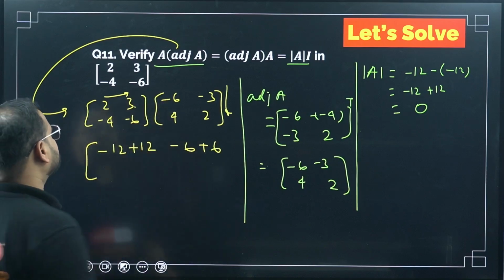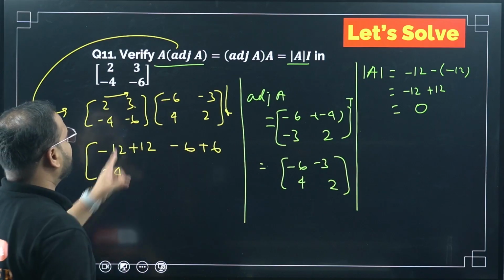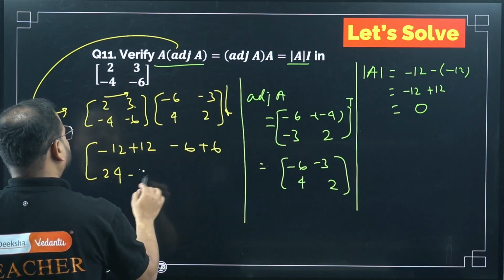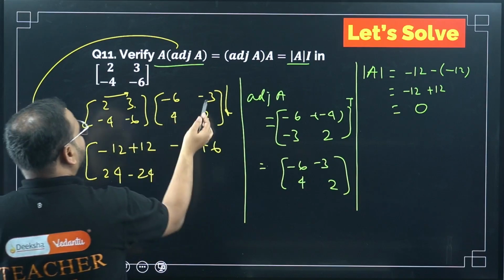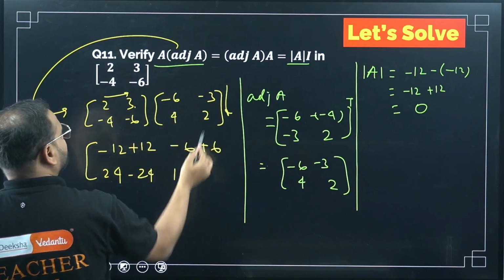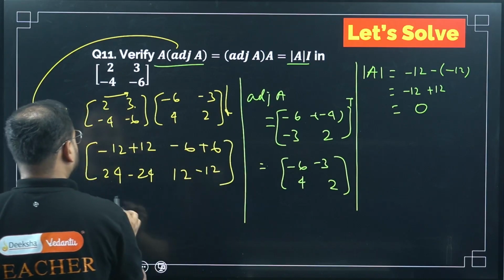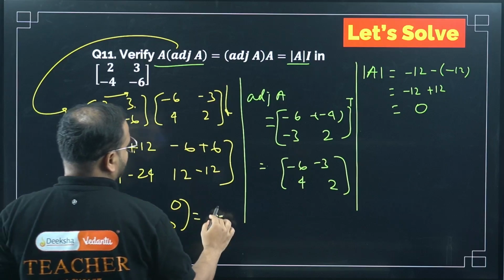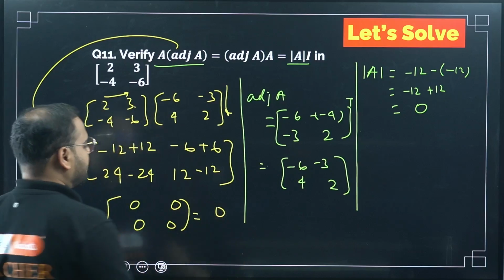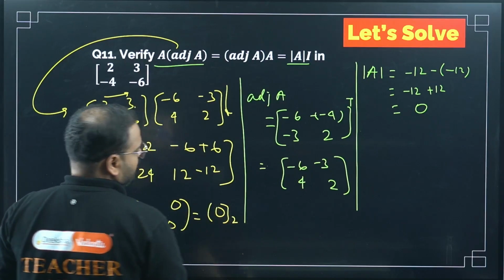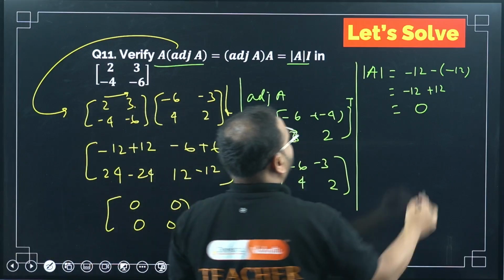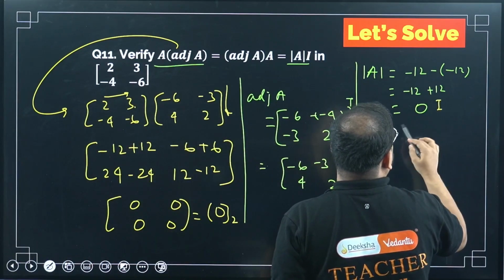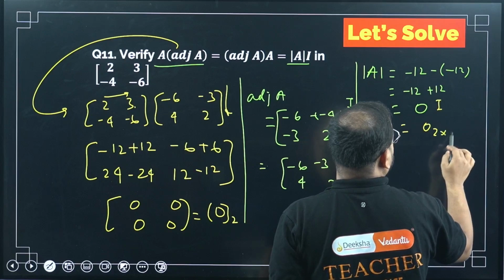Same way, minus 4 times of minus 6, plus 24. Minus 6 times of minus 4. Same way, minus 4 into minus 3, minus 6 into 2. What's the answer? All is 0, 0, 0, 0. Simply 0 matrix. This is matrix 0, 2 cross 2. Same thing, no? 0 times of I am doing, right? How much is that? 0, 2 cross 2.